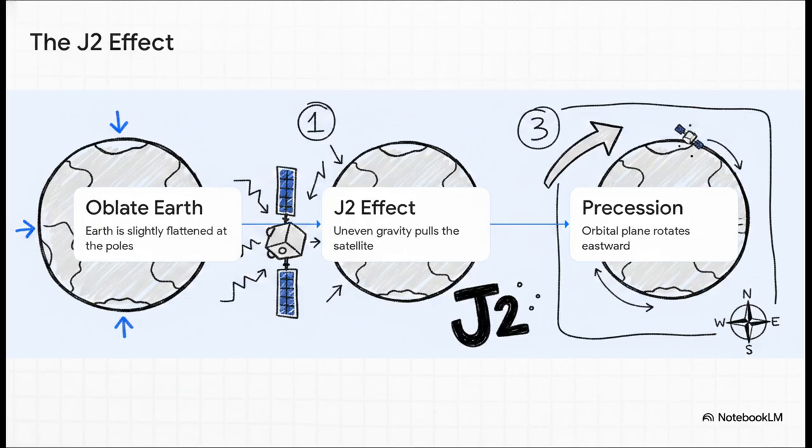Because of this extra mass around the equator, Step 2 kicks in. Earth's gravity pulls on the satellite unevenly. This specific gravitational tweak is known in physics as the J2 effect, or the J2 perturbation. And Step 3 shows the result of that pull. This uneven gravity gradually rotates, or precesses, the satellite's entire orbital plane eastward.